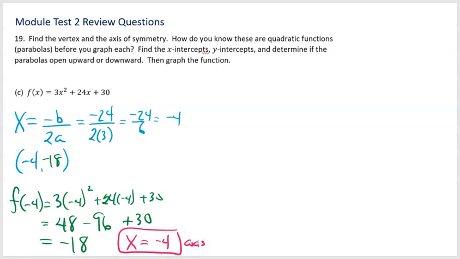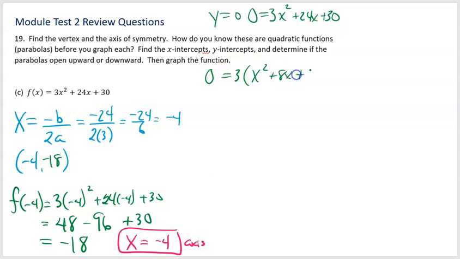Next is the Y-intercept, which again to me is the most work. That's the biggest job. So to find the X-intercept, you set y is equal to 0, and then you solve. So I have 0 equals 3x squared plus 24x plus 30. Now I do notice there's a greatest common factor of 3. I'm going to factor that out. 3 times x squared plus 8x plus 10.